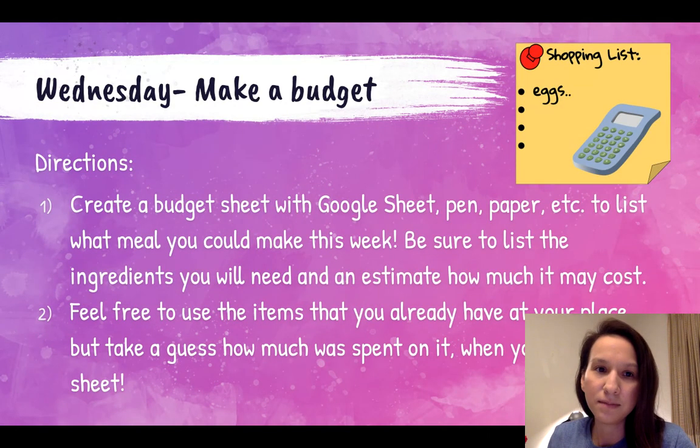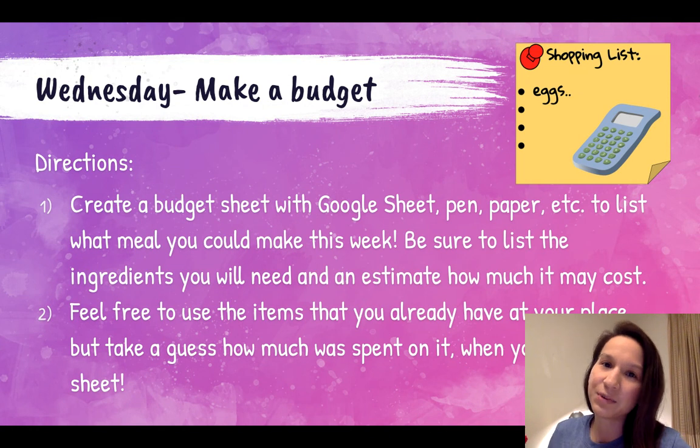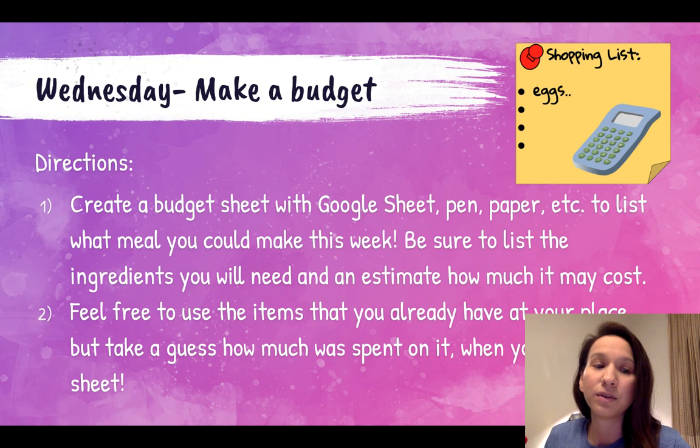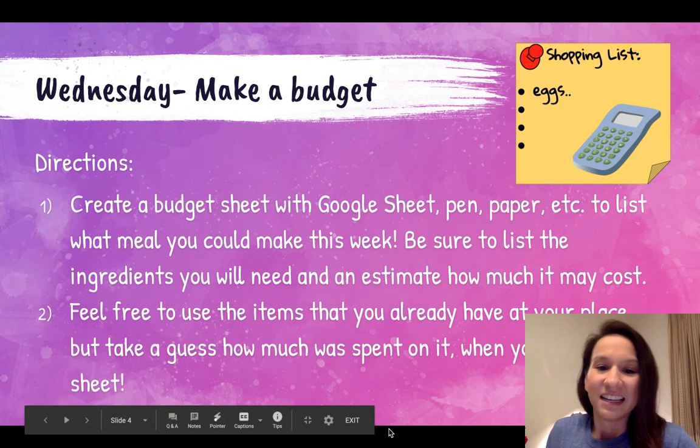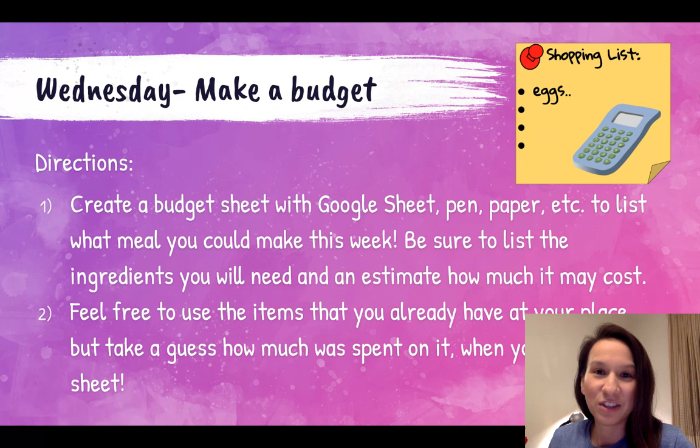And then first semester, we also learned how to make a budget sheet, and we used Google Sheets to do that. Before you go out and buy items, you don't even have to go buy anything. It's more hypothetical. For Wednesday, your job is going to be to create your budget sheet, and you're going to list out what meal you want to make this week. Or maybe you can just rummage through your pantry or fridge and see what you have. And I want you to write it down.